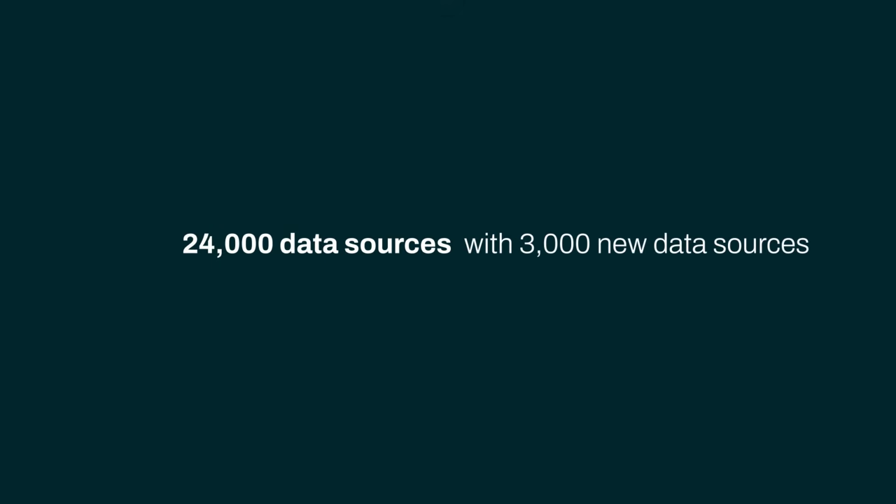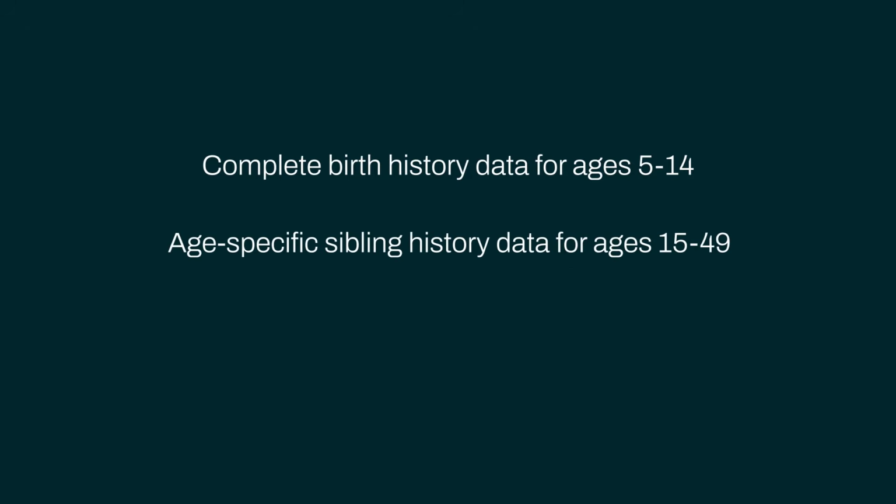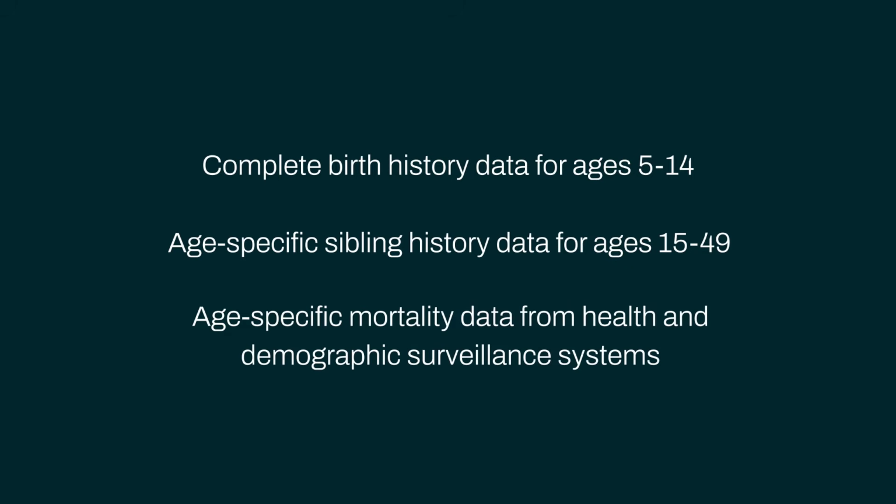We start by preparing over 24,000 data sources, with more than 3,000 new data sources compared to GBD 2021. For the first time, we incorporated previously unused data sources, including complete birth history data for children ages 5 to 14, age-specific sibling history data for ages 15 to 49, and age-specific mortality data from health and demographic surveillance systems.